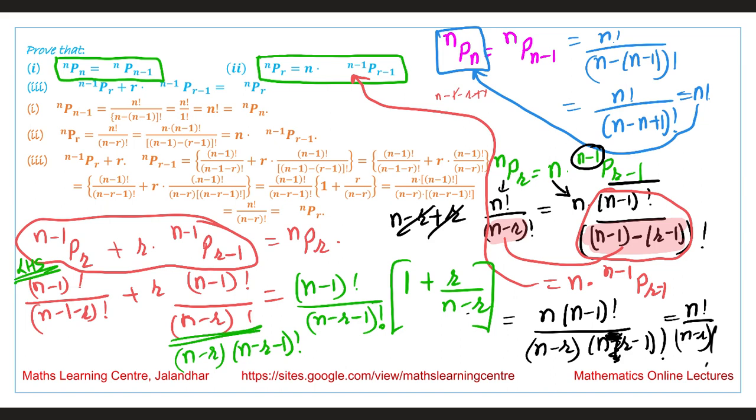And look at this term over here, it is n factorial over n minus r factorial, and this is basically the definition of nPr, and this is what we have to prove. So you should remember these three results because these can be used to simplify the values of nPr.